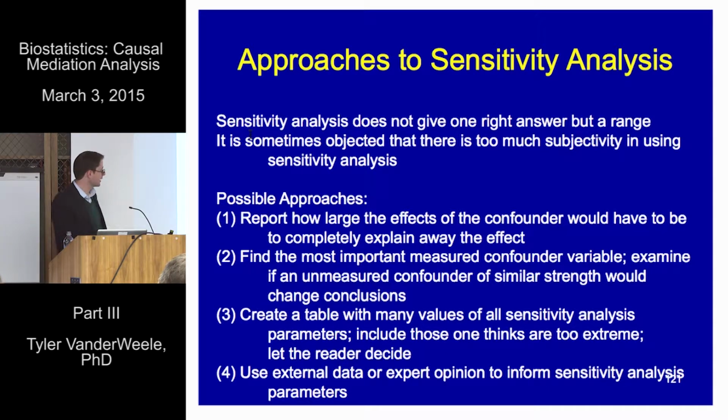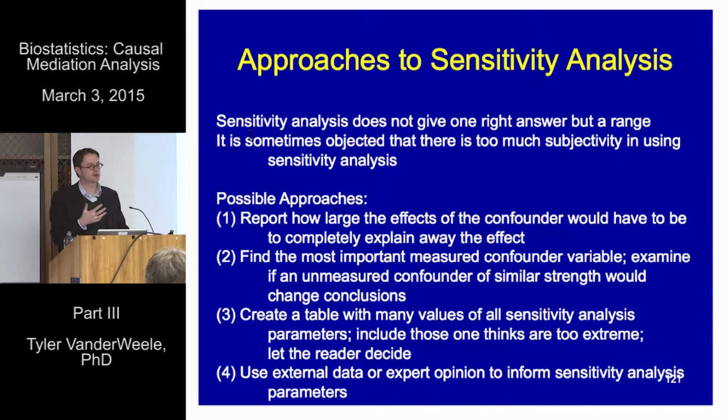A third approach might be to create a large table with many values. You could have along one axis the effect of the unmeasured confounder on the outcome, on the other the prevalences of the unmeasured confounder in the exposed and unexposed, and make those effects larger and larger and larger as you go across the table, and then just report a whole range of corrected estimates. And let the reader decide what they think is reasonable or not.